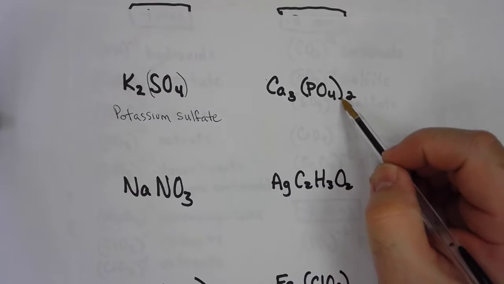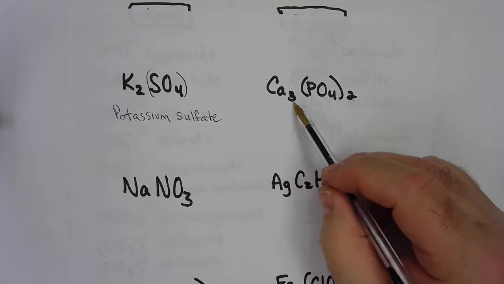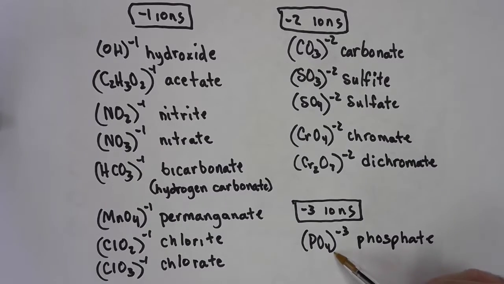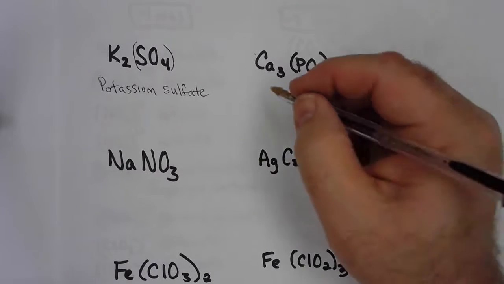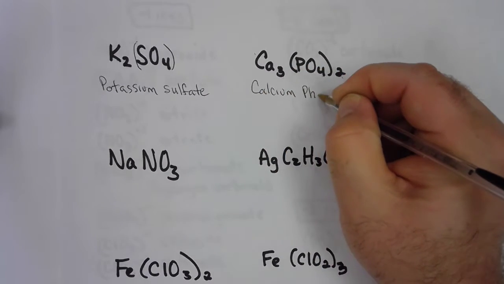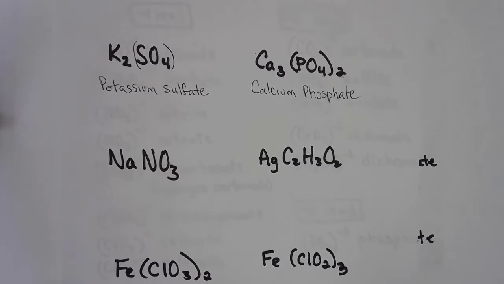Here we've got a PO4. This is in parentheses because we needed 2 of them to balance out the charge for the 3 calciums. We needed 2 phosphates. Phosphate is a -3 ion. So calcium phosphate. And again, it's only the transition metals, the ones with more than one charge, where we even care about the subscripts at all.